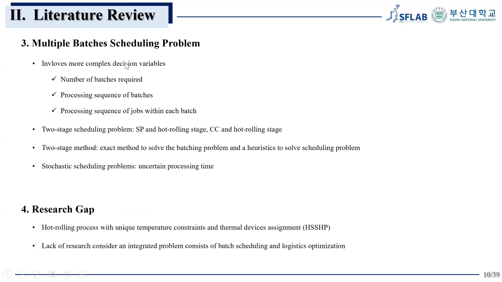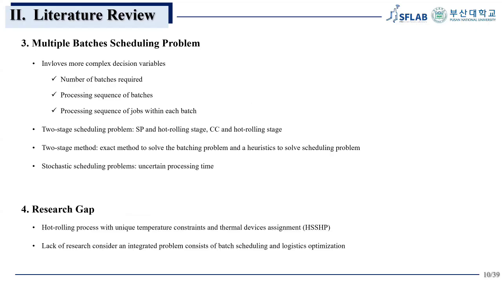For the multiple batch scheduling problem, it involves more complex decision variables. First, we need to determine the number of batches required, or the batching decision, and the processing sequence of each batch, and the processing sequence of jobs within each batch also needs to be determined. There are many studies that also consider the two-stage scheduling problem from the soaking pit and the hot rolling process, or from the continuous casting and the hot rolling process. They also propose several methods, including the two-stage method, using an exact method to solve the batching problem and a heuristic to solve the scheduling problem.